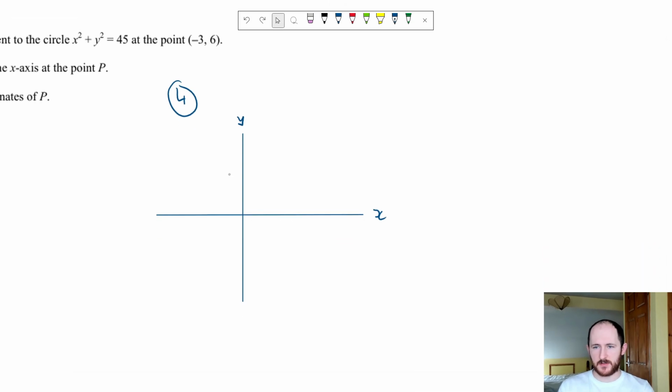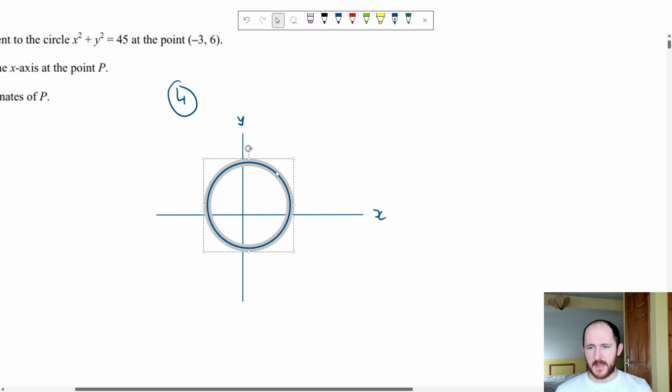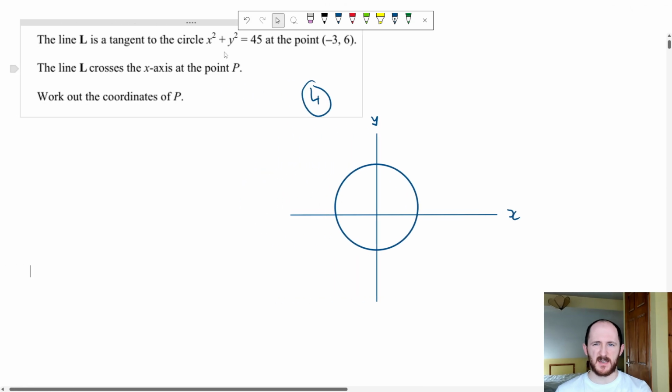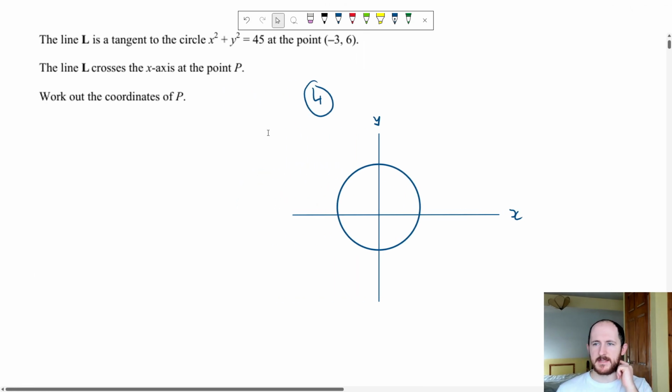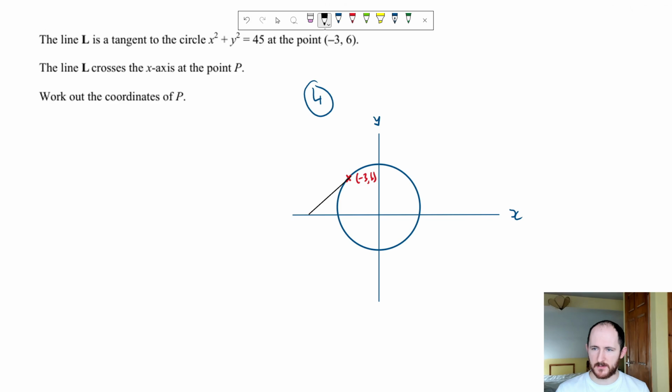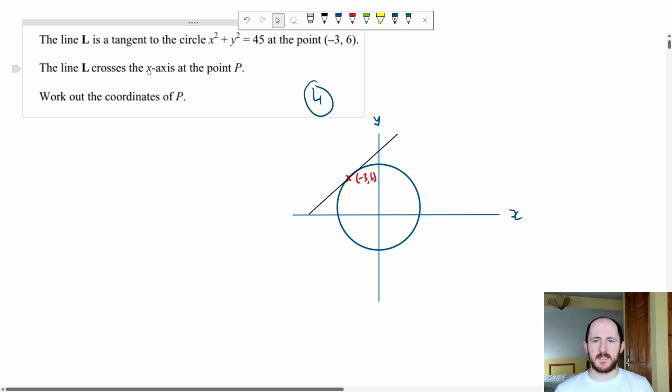So let's draw this out. The actual radius doesn't really matter all that much because it's an ugly number, the square root of 45. But it says here the line L is a tangent at the point (-3, 6), so it's going to be on the left-hand side, about here. I'm going to label that point (-3, 6). And we have a tangent, and it crosses the x-axis, our horizontal axis, at point P.